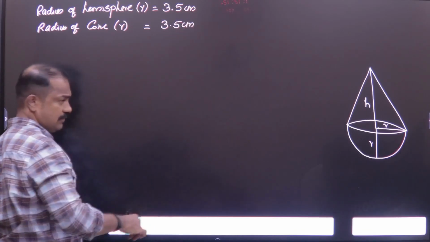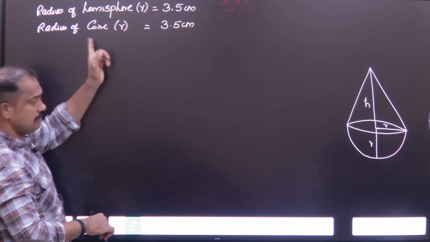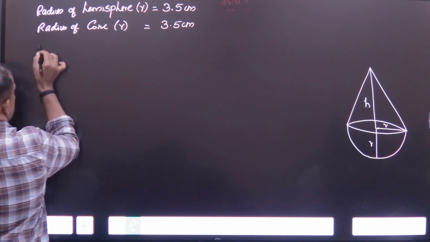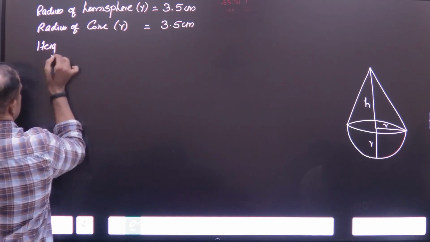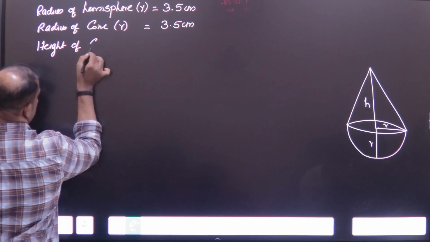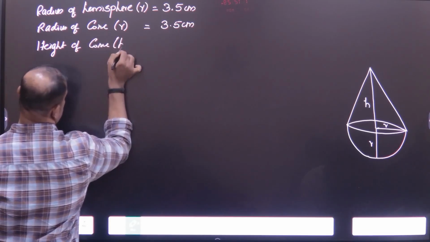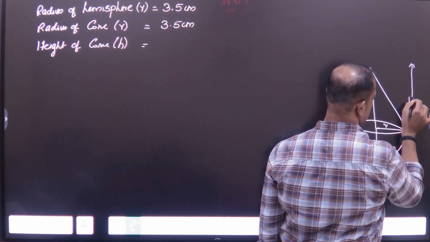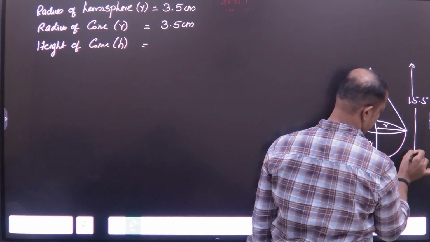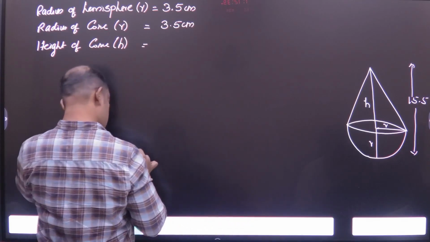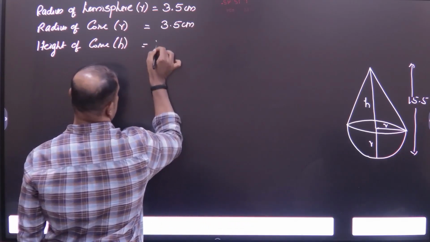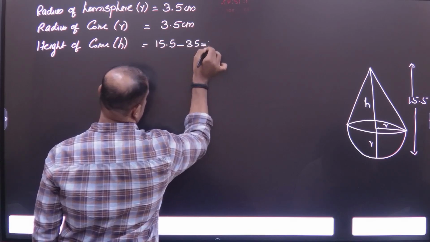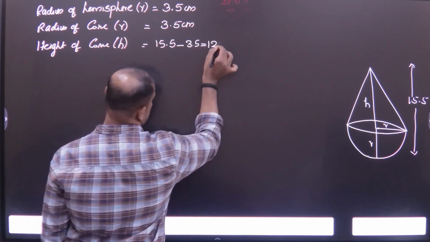Both have the same base, so we can write the same letter for both, right, the radius is the same. And the height of the cone, small letter h, and total height of the toy, how much is given? 15.5. So what is the height of the cone? 15.5 minus 3.5, that is equal to 12 centimeter.